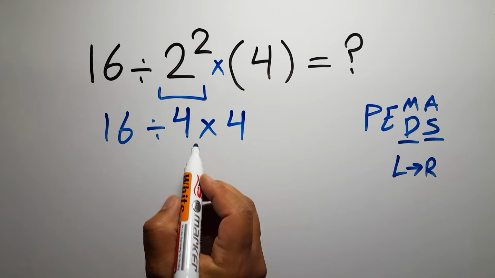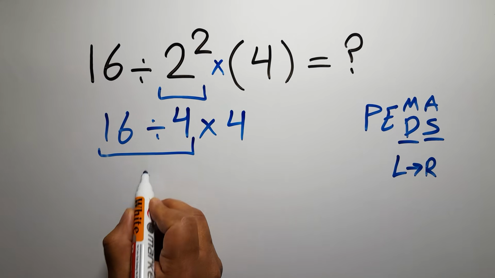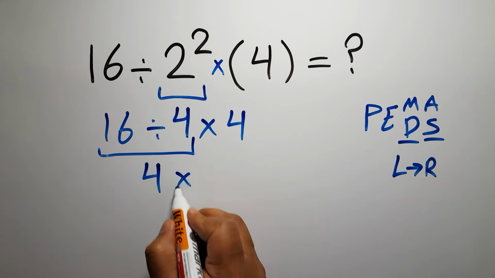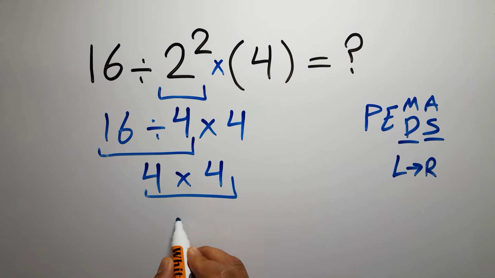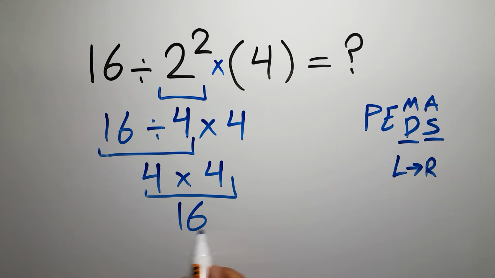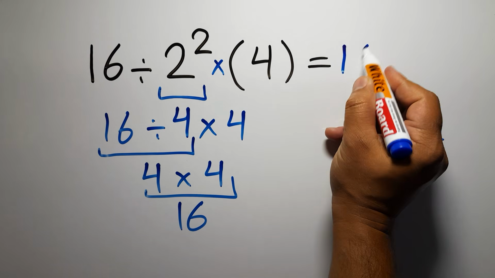First 16 divided by 4, which equals 4. And 4 times 4 gives us 16. This is our final answer to this problem. The correct answer is 16.